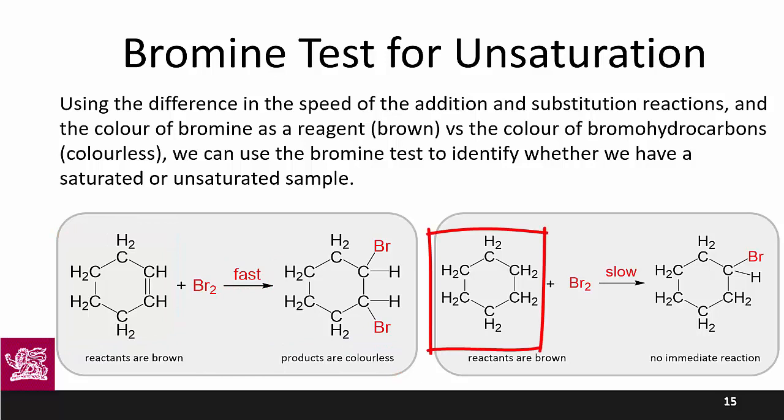Cyclohexane, on the other hand, will not react rapidly and so will appear to sit and do nothing in the presence of bromine water, and that indicates that that's an alkane and that that's a saturated species. That's about the list of content that we covered in physical sciences.